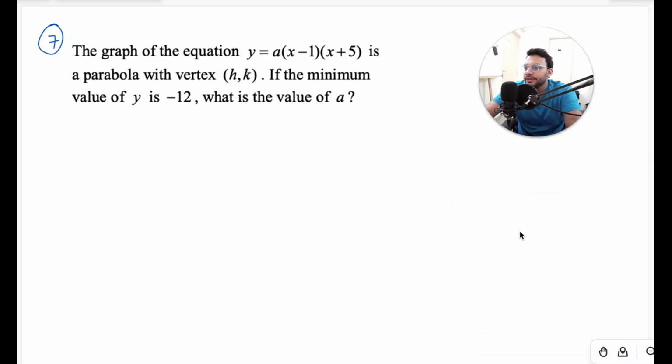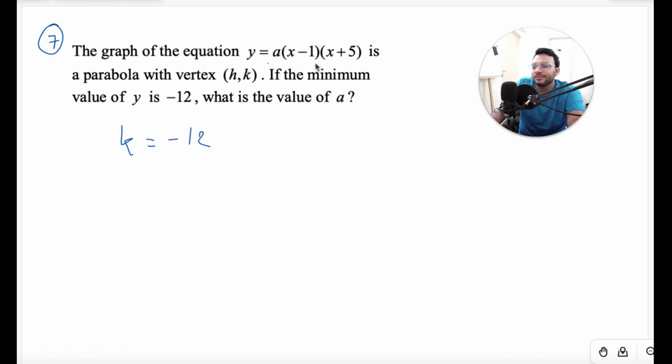Question number 7. The graph of the equation y is equal to a times x minus 1 times x plus 5 is a parabola with vertex h comma k. If the minimum value of y is negative 12, what is the value of a? Okay, the minimum value of y is negative 12. That means it is occurring at the vertex and k is basically equal to negative 12.